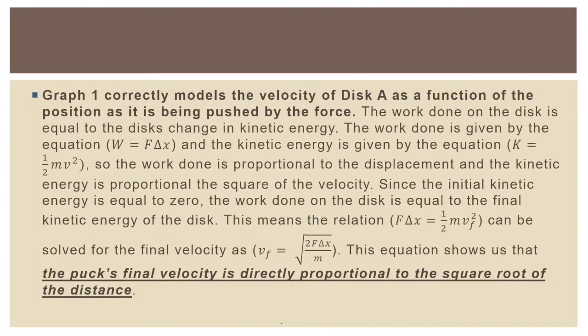And so your answer here should look a little something like this. Graph 1 correctly models the velocity of disk A as a function of the position as it's being pushed by the force. The work done on the disk is equal to the disk's change in kinetic energy.